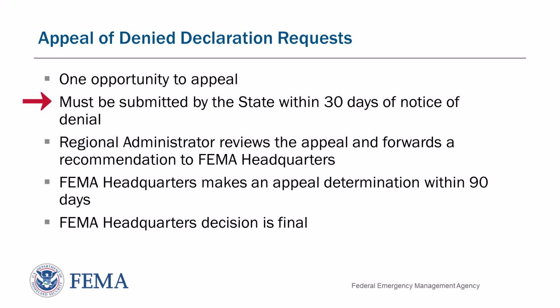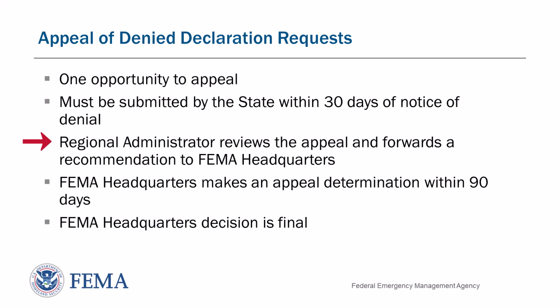The state may request a time extension to submit the appeal. The extension request must be submitted in writing to FEMA headquarters through the regional office no later than 30 days from the date of the Regional Administrator's notification letter denying the original declaration request.